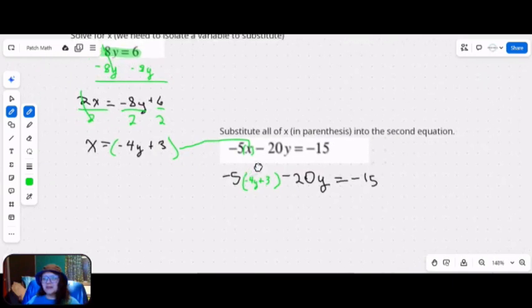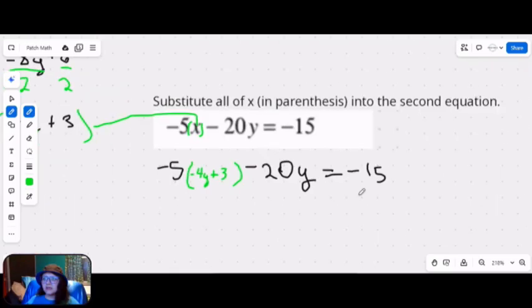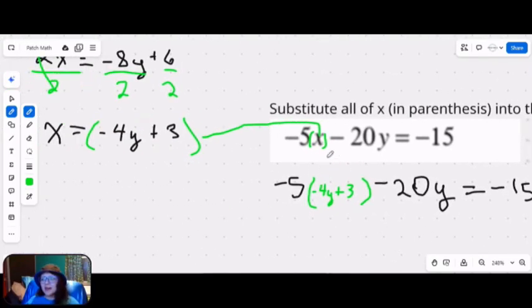We get negative 5 times (negative 4y plus 3) in parentheses, minus 20y equals negative 15. If you do not put that x in parentheses, whenever you substitute, you will get this wrong. I just bluntly put it that way. You do have to distribute that negative 5 into both parts, and without the parentheses, that does not trigger you to do that.